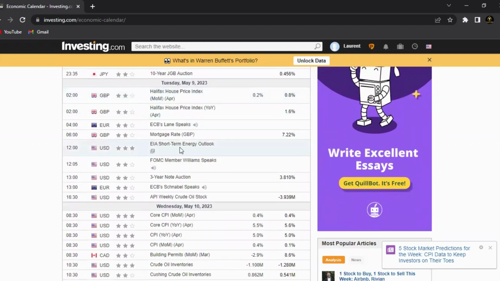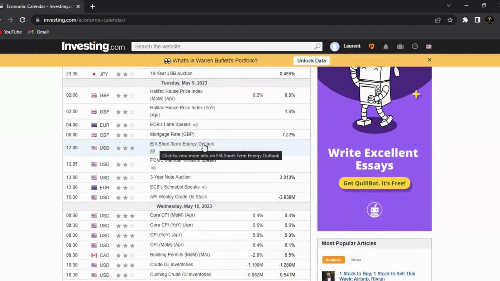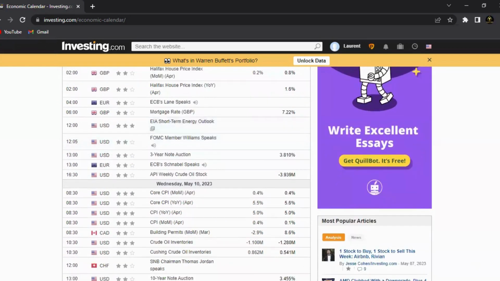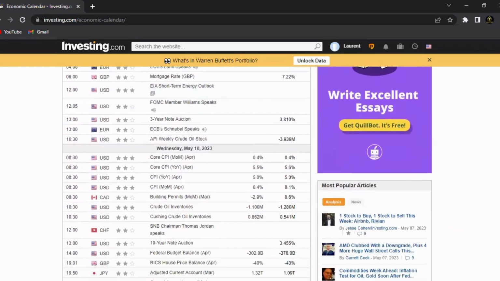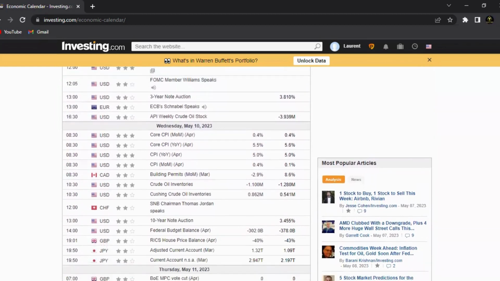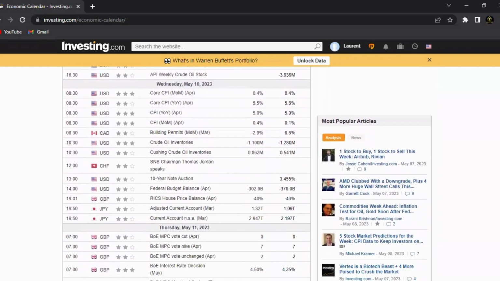We just have a strong short-term energy outlook for the US dollar, which is also a short impact news, right? It's not that strong. It impacts the news, but the impact that it will have in the market isn't long lasting unless it actually goes along with the trend.